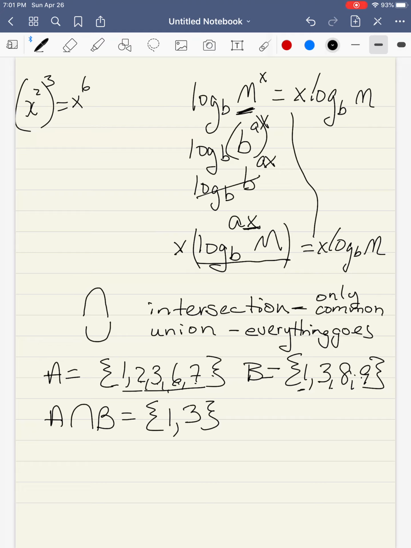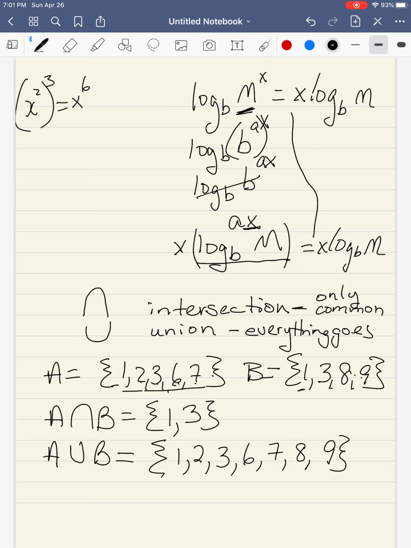Okay, now, union, remember, I said, is put everything together. So if we wanted the union of those two sets, you list them in numerical order, and you only list each element once. Okay, so we would put a 1, a 2, a 3, 6, 7, 8, and 9. That's all the elements that are in both of these sets. So that's for the union. All right, now that's in set notation.